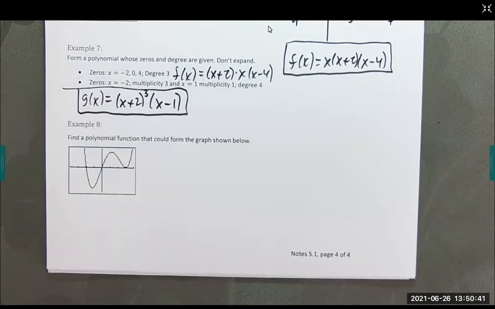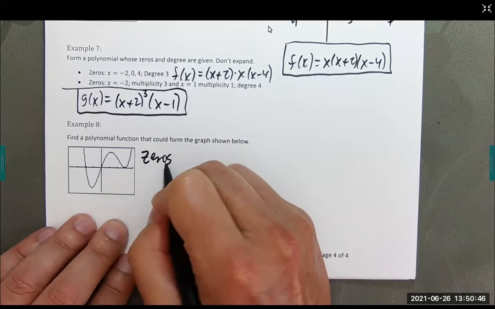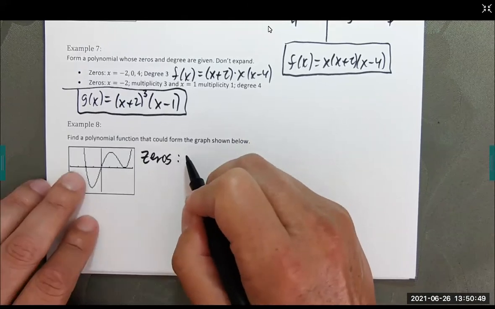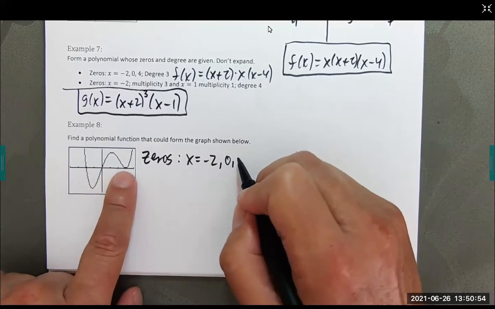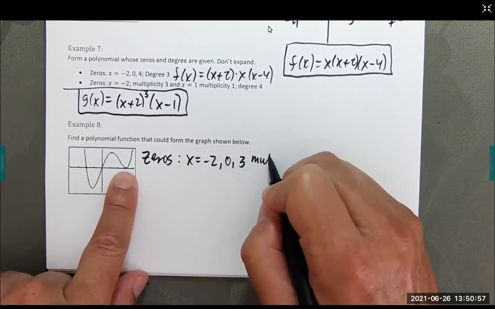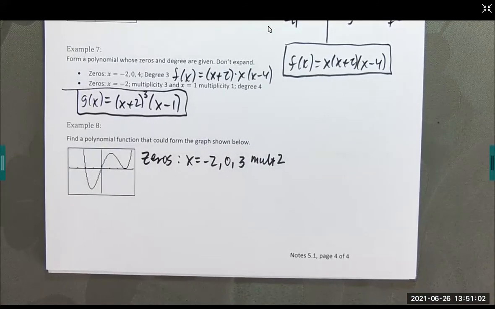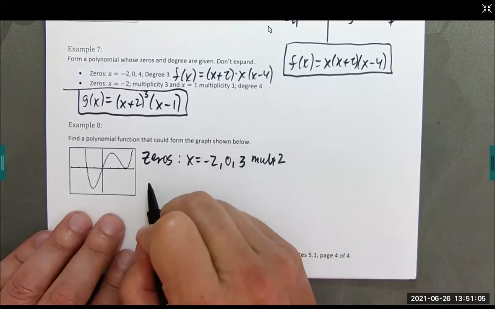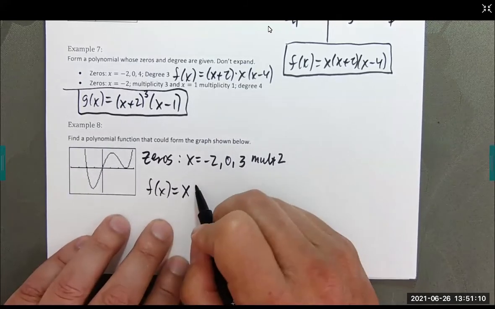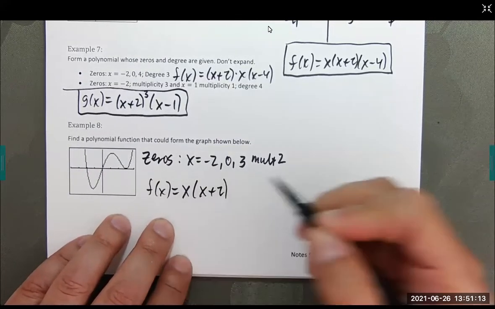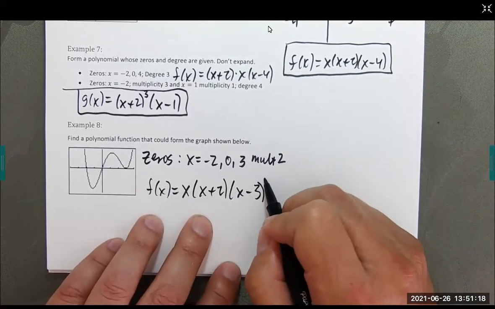And now we're given a graph, and we need to find a polynomial. So let's see that we have zeros at x equals -2, 0, and at 3, it looks like multiplicity 2, because it bounces. All right, so here we go. F of x equals, I'm going to put the 0 in front. This would be x plus 2 with no multiplicity, and then x minus 3 with a multiplicity of 2, it looks like.